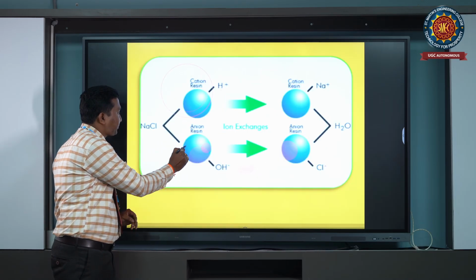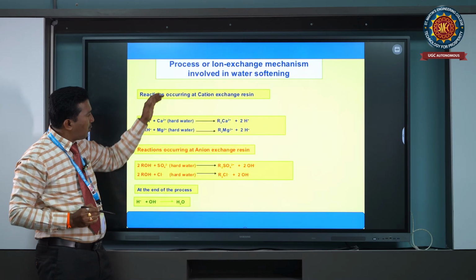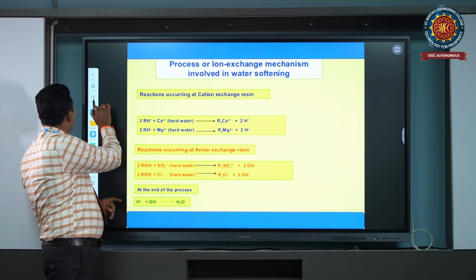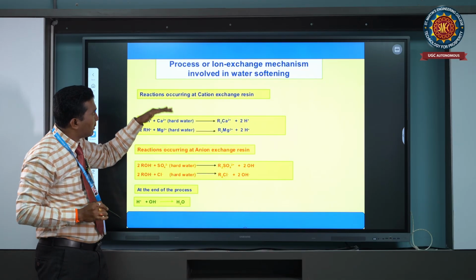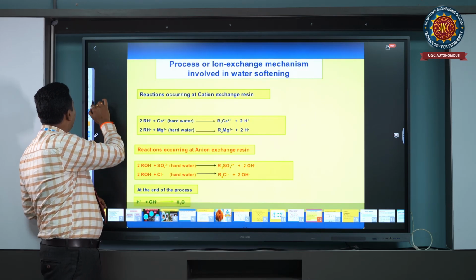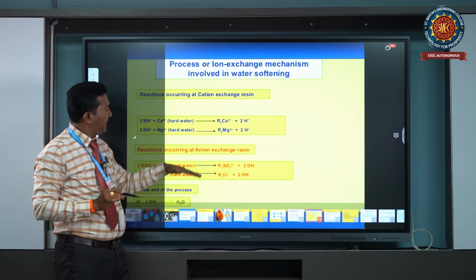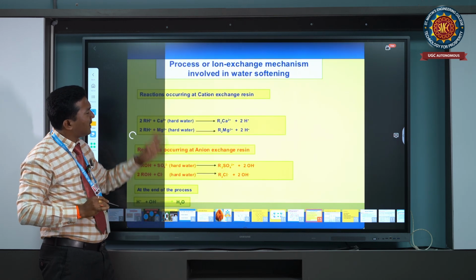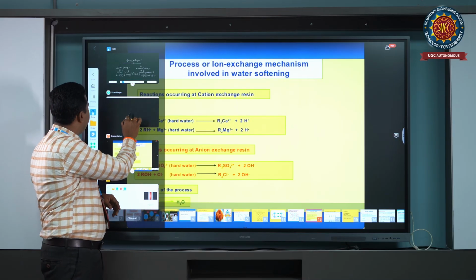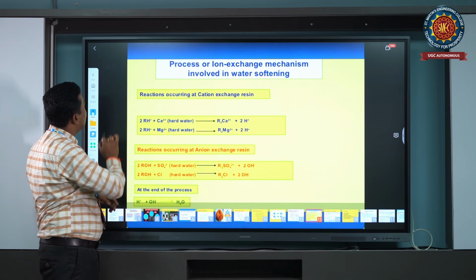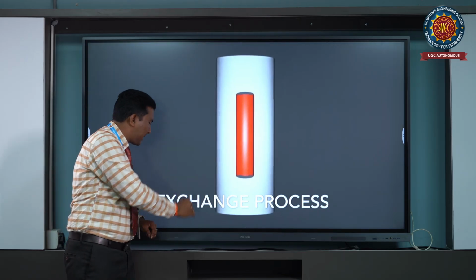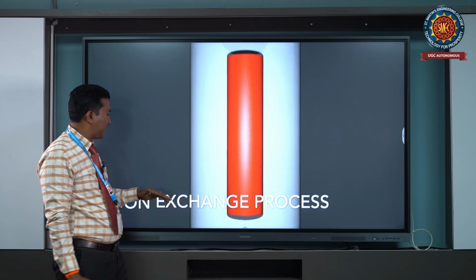What are the chemical reactions? First of all, I have to explain the mechanism. What type of mechanism is going on during the process? Entirely, you have to remove the total hardness causing salts. In this process, we have to remove the total hardness causing salts. So this is the ion exchange reagent. This is a video of the ion exchange reagents.